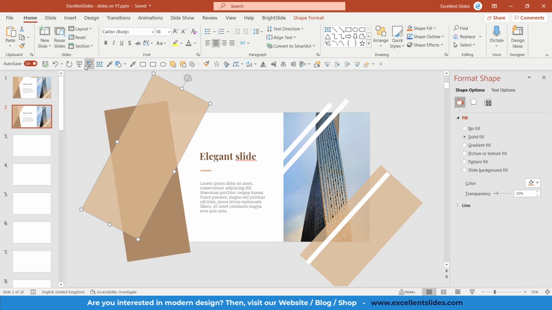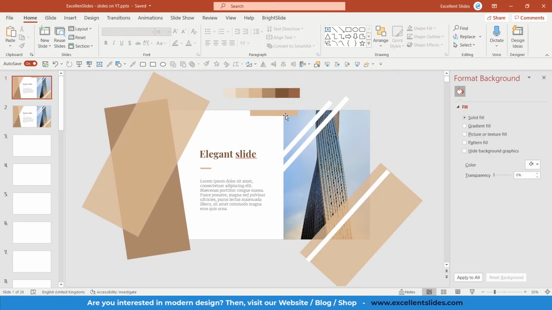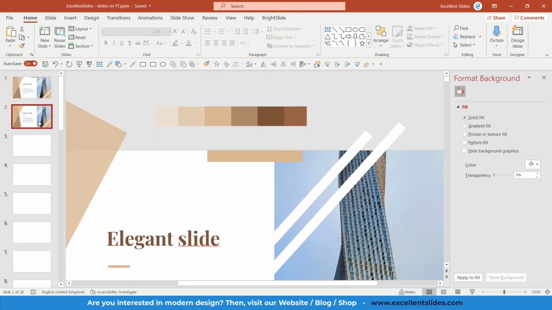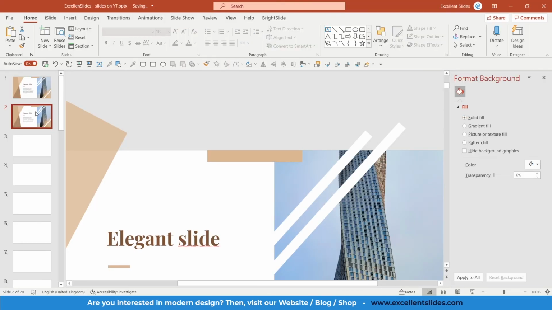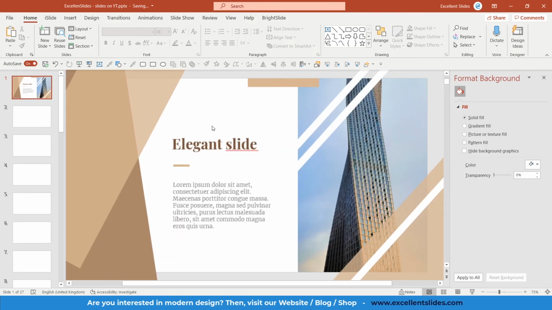Alright, so let's compare our original slide with the slide that we created. Actually I forgot about this rectangle. So yeah, this is just a rectangle, just Ctrl+C and Ctrl+V. As you can see, it looks absolutely the same. That's because I was just copying and pasting. But I think this slide looks really cool.